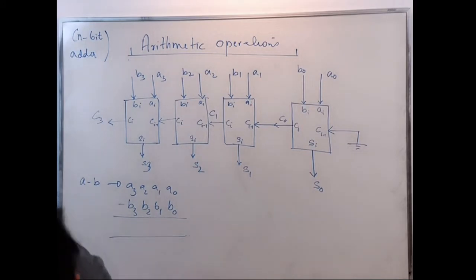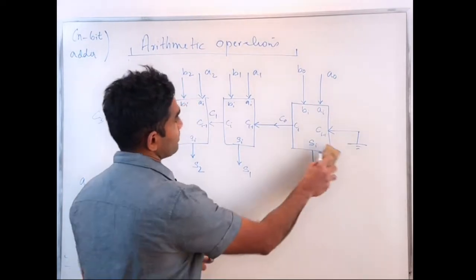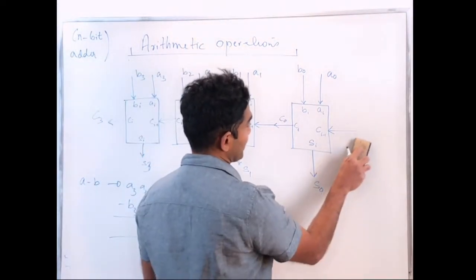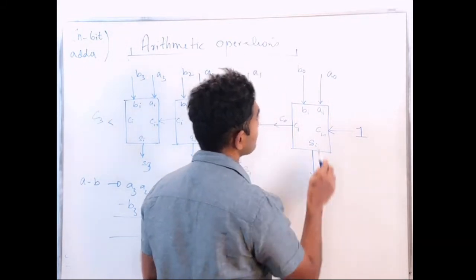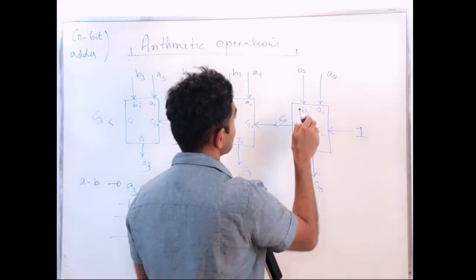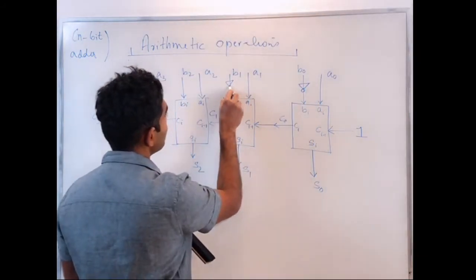You need to add 1. Yeah, I need to add 1. How do I do this? All I have to do is, because I have this, if I just add instead of 0 here, I add 1 here and complement these and these.